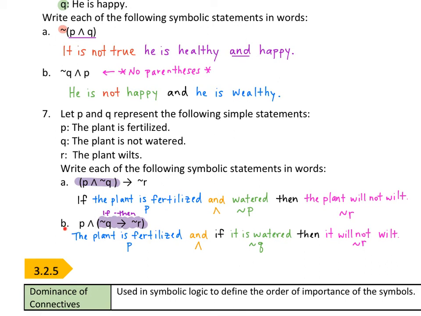If we take a look at example B, notice where the parentheses are this time. Okay, so that is going to be grouped together. I have this and here breaking it apart. Okay, so how does this work? Well, we start with P, the plant is fertilized. I have that and, now here comes my if-then portion. And if it is watered, so that's our not Q, then it will not wilt. That's our not R.